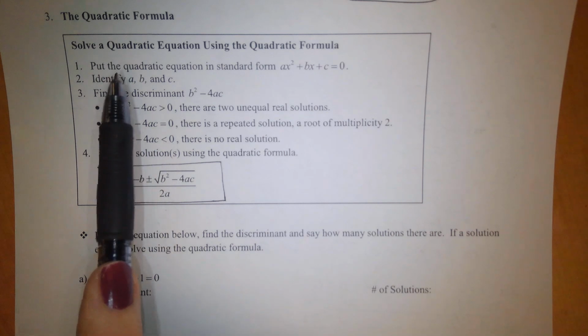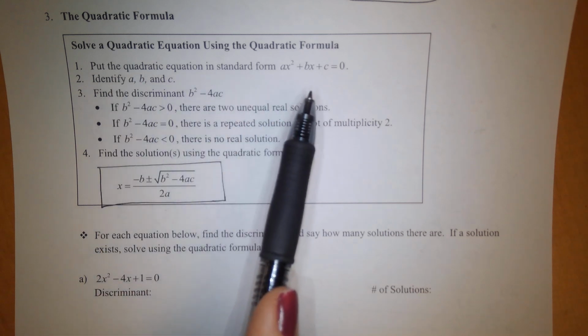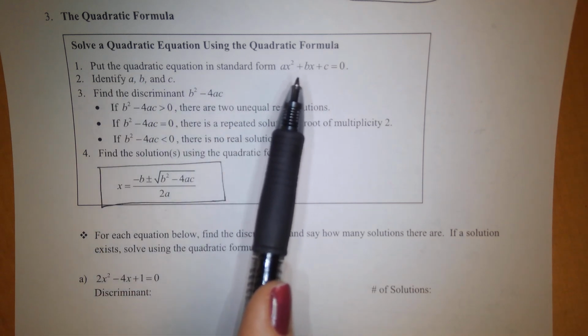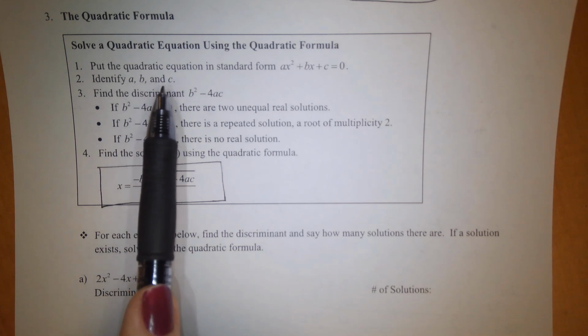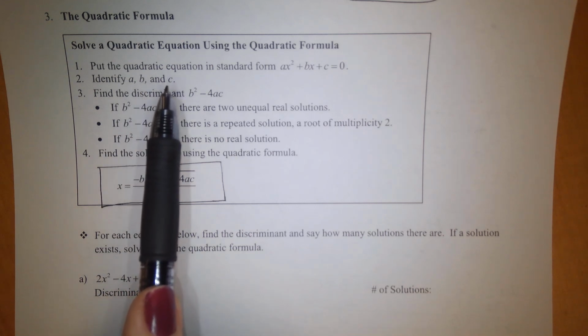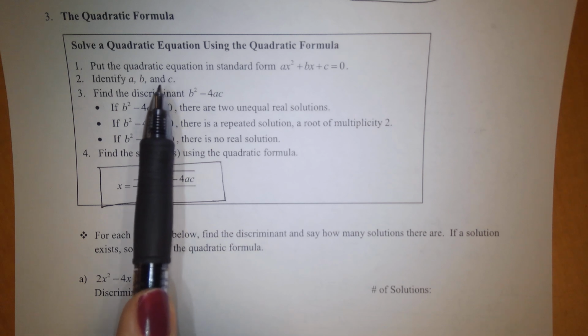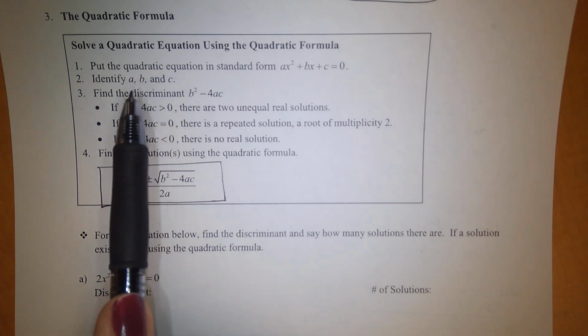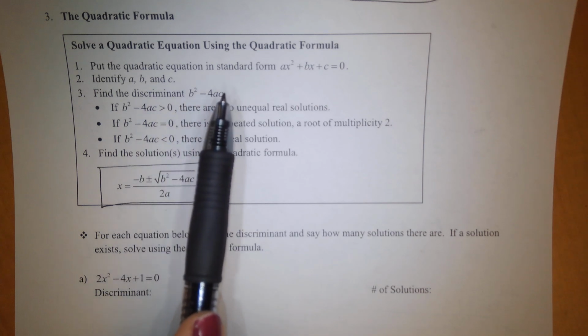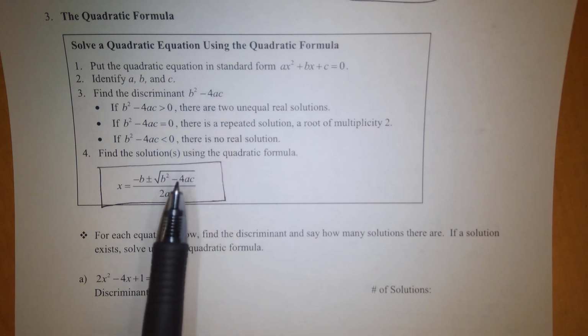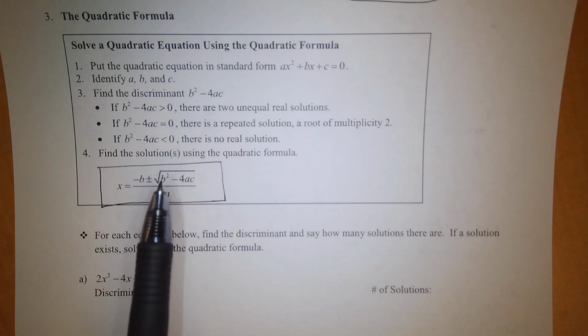The first thing you're going to want to do is put the quadratic equation in standard form. That's something we're used to doing already. Then identify what A, B, and C are. Those are the coefficients of the three terms of the quadratic. Then find the discriminant. The discriminant is b squared minus 4ac. That's everything that's underneath this square root symbol.